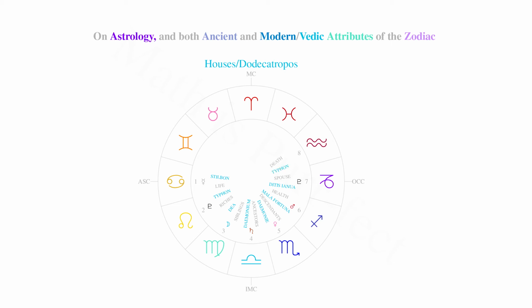The 8th house is called the abode of Typhon, and corresponds to death, whereas the 9th house is the abode of the sun, called Deus, corresponding to journeys.